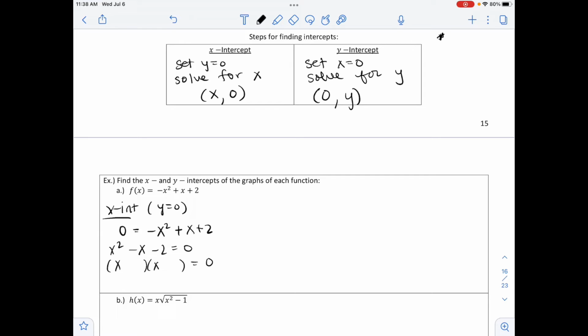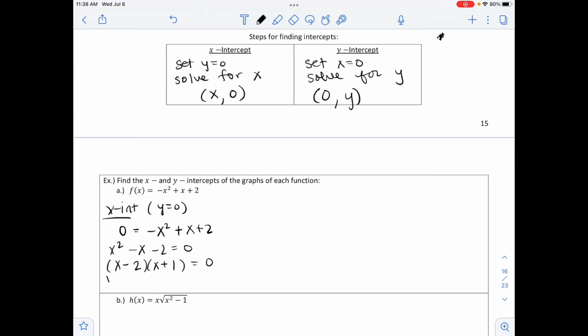And the only things that multiply to 2 would be 2 and 1. One of these needs to be negative and one of these needs to be positive. The larger one will be negative since our middle term is negative. Again, I would check this to make sure that you did not accidentally factor this incorrectly.